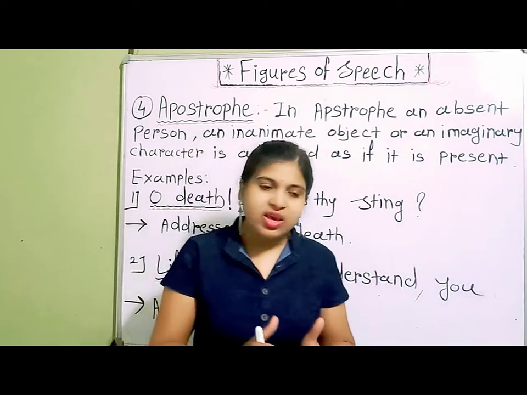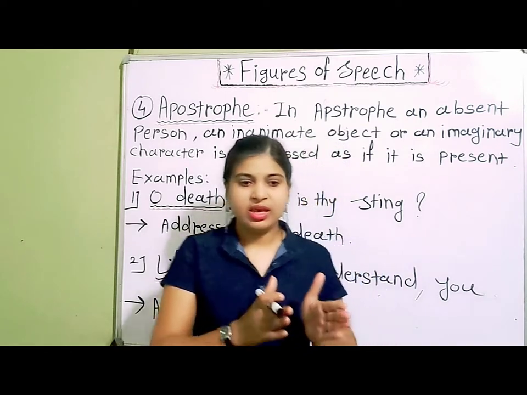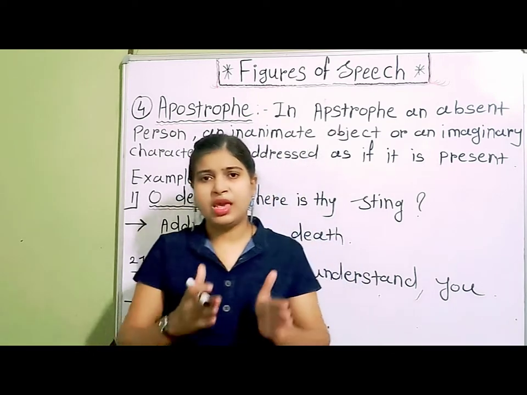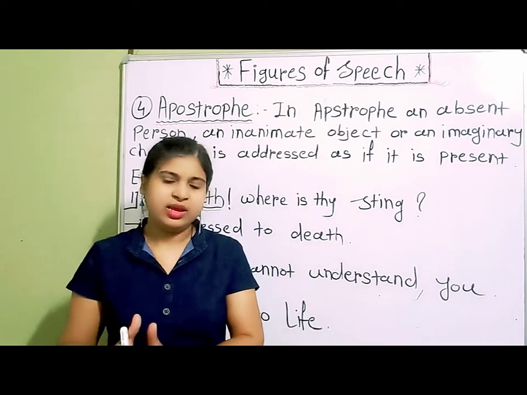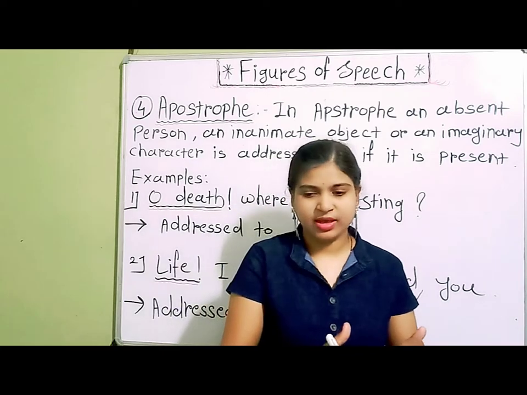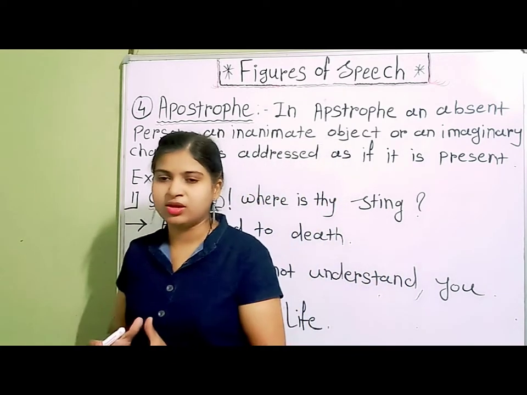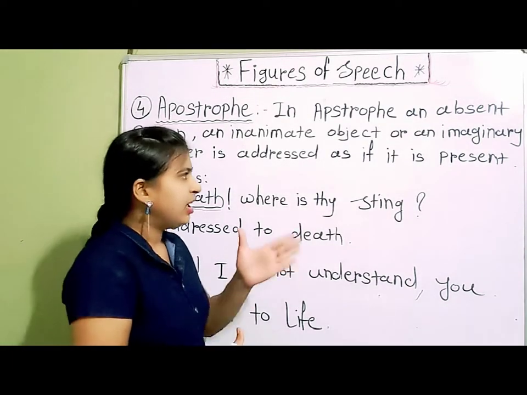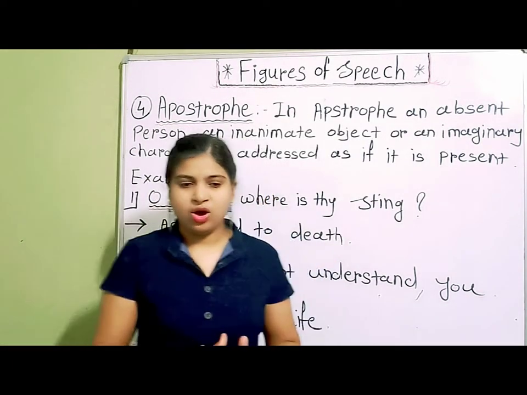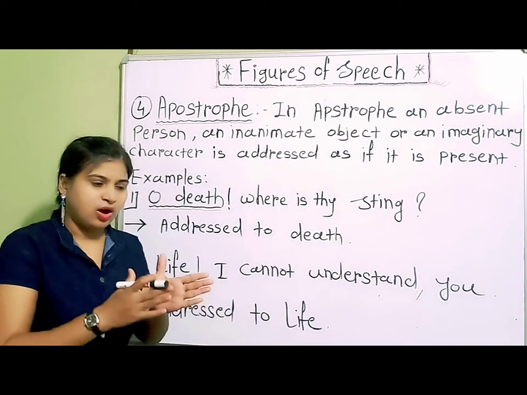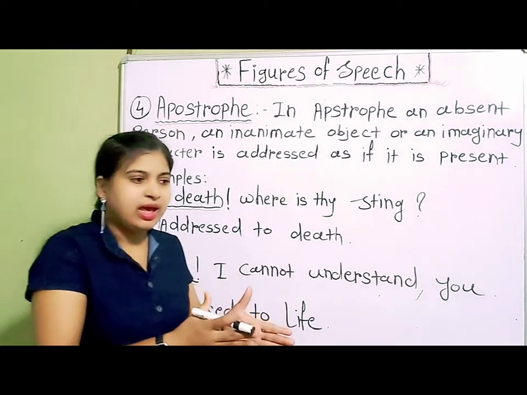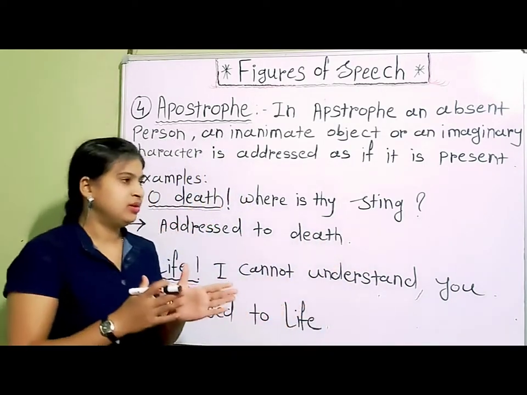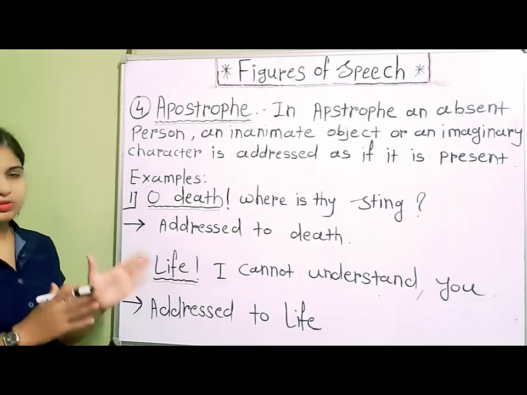In the personification figure of speech, students, an inanimate object is behaving like a living thing. It is imagined in that figure of speech. And in the apostrophe figure of speech, it is imagined that an imaginary character or an inanimate object is present and having life, and we are talking with that thing. So it is called the apostrophe figure of speech.